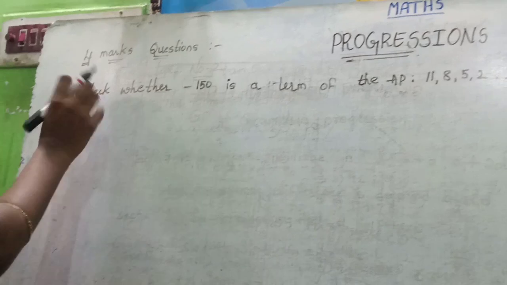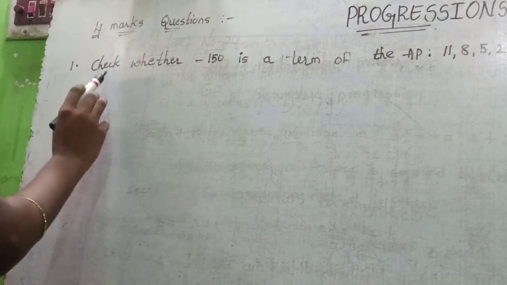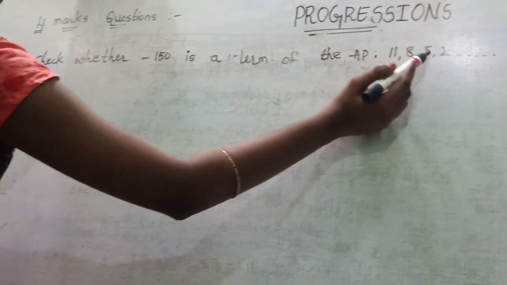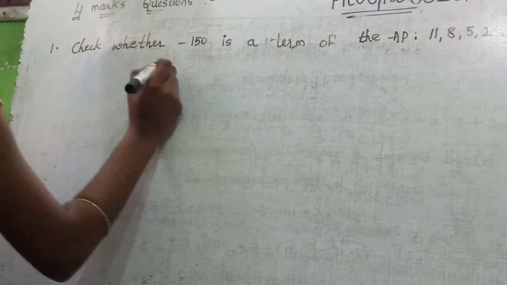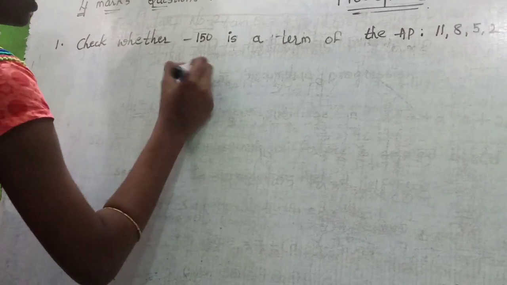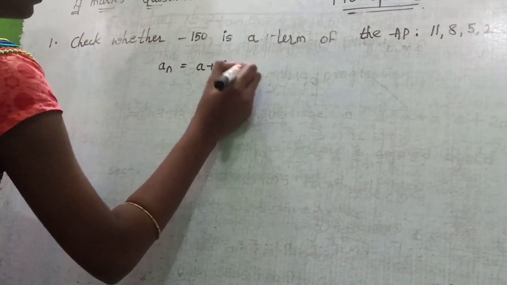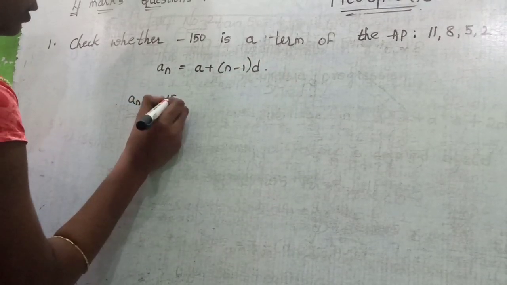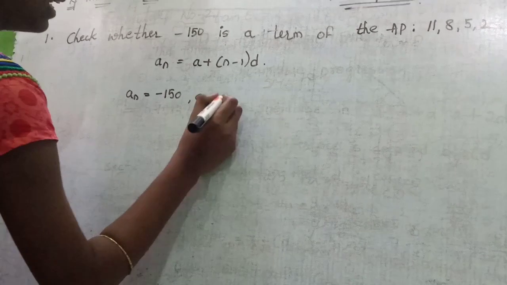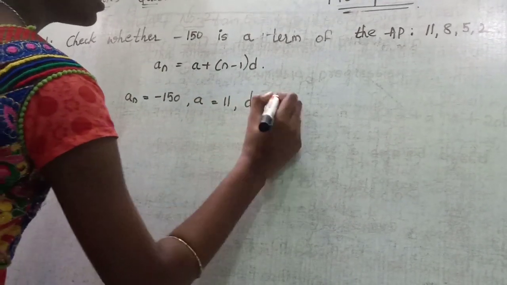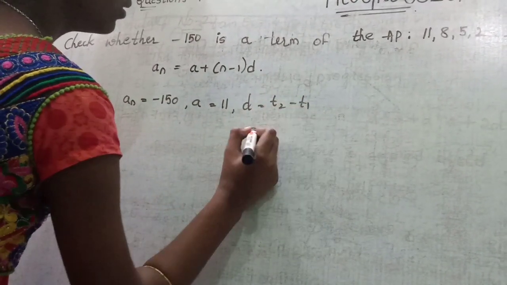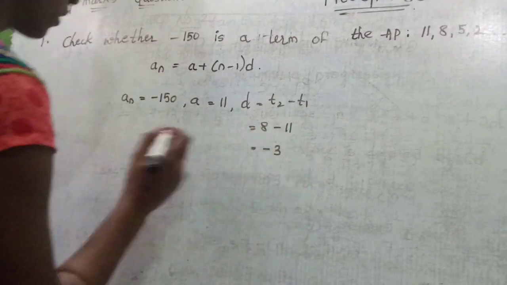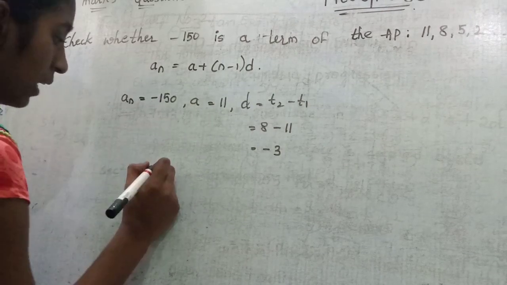Now, we will do some 4 marks questions. They ask, check whether minus 150 is a term of the AP 11, 8, 5, 2 and so on. Now, first write the formula. An is equal to A plus n minus 1 into D. An is minus 150. A is 11. D is T2 minus T1, that is 8 minus 11, means minus 3.